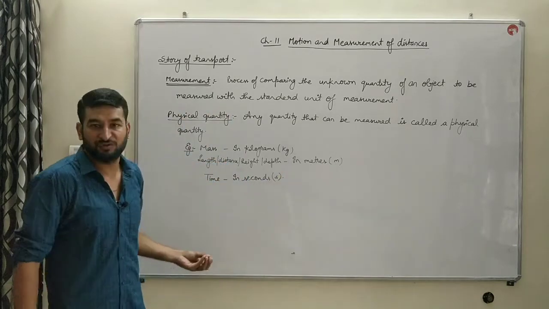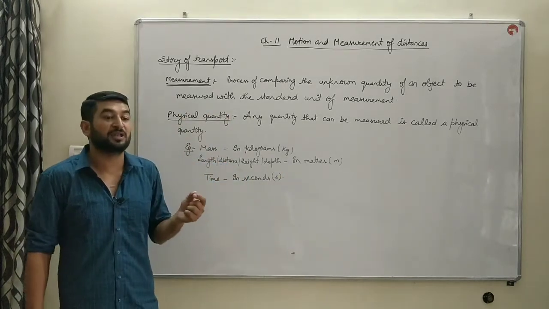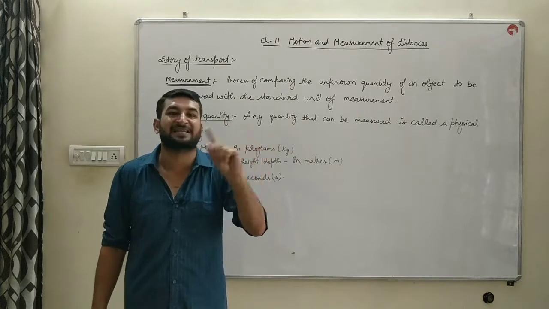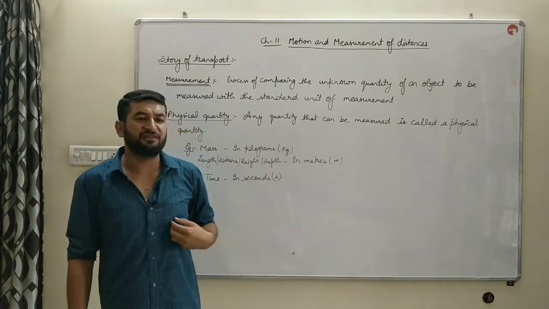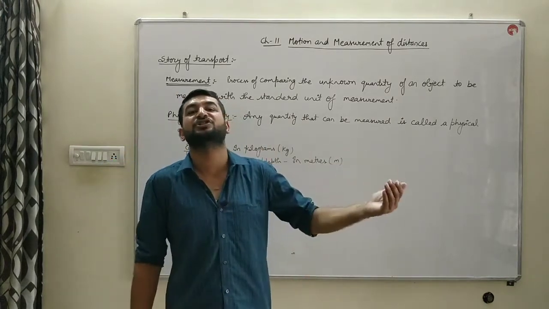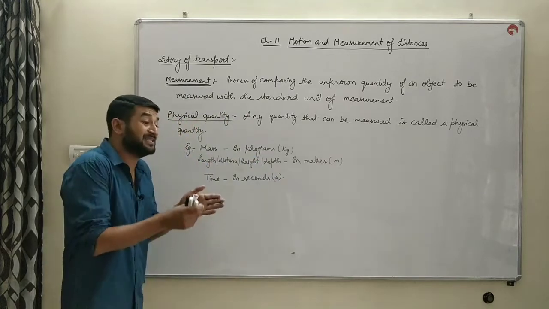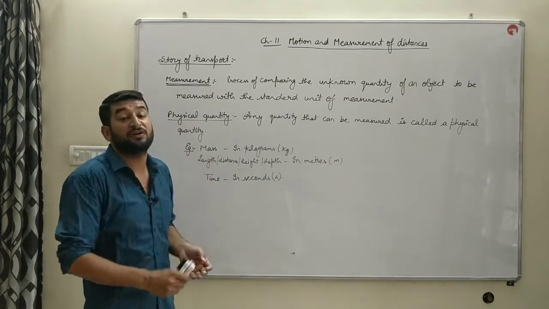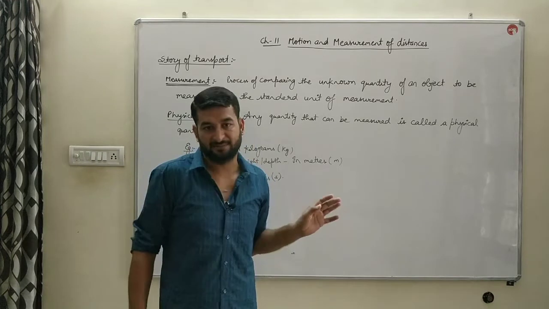कितने किलोग्राम है? We never buy potatoes according to their number. मुझे 10 potato चाहिए, we never say that. We always say either we want half kg, 1 kg or 2 kg of potatoes. So that is the fixed unit which we use for that particular physical quantity.